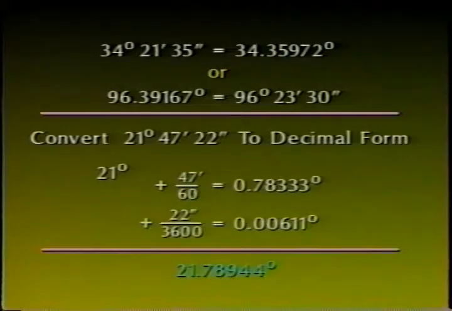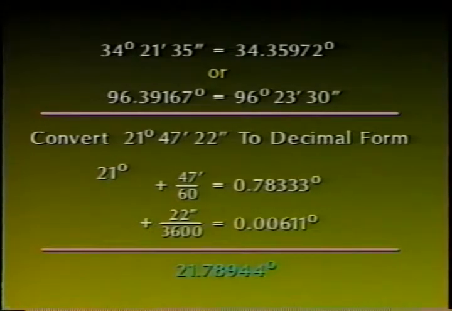When using degrees, minutes, and seconds in calculations, it is often necessary to convert them to decimal form and vice versa in order to make the numbers compatible with the calculators being used. For instance, as shown here, 34 degrees, 21 minutes, 35 seconds converts to 34.35972 degrees in decimal format, or 96.39167 degrees converts to 96 degrees, 23 minutes, 30 seconds.